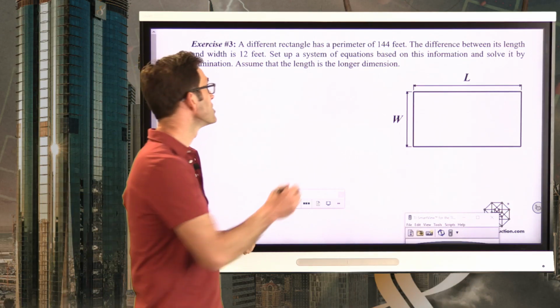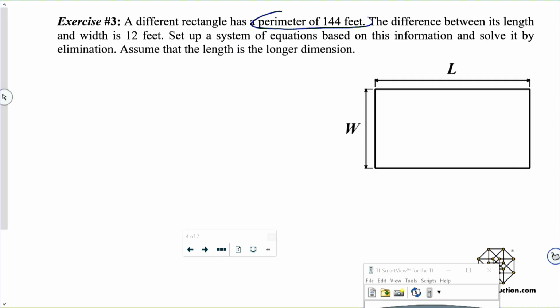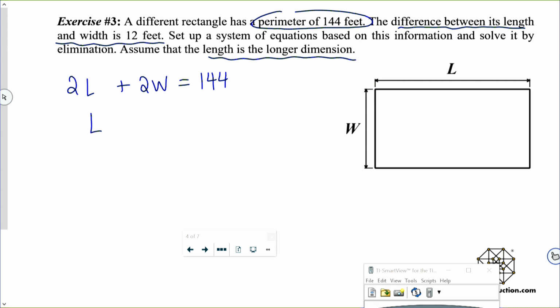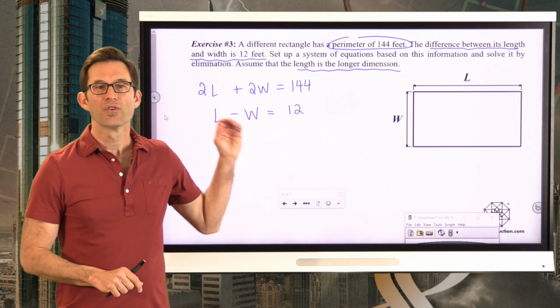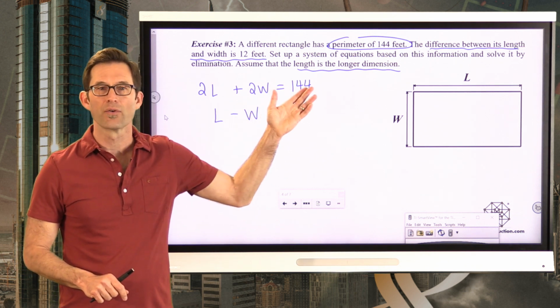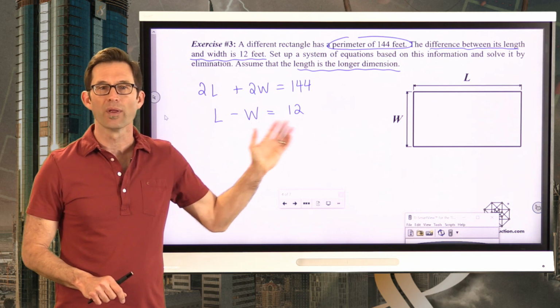Well, again, the first piece, which is the fact that we have a perimeter of 144 feet, that is going to be 2L plus 2W equals 144. Now, they also tell us the difference between its length and width is 12 feet, where the length is the longer dimension. That means L minus W is equal to 12. And there's our system, right? 2 times the length plus 2 times the width is 144, and the length minus the width equals 12.